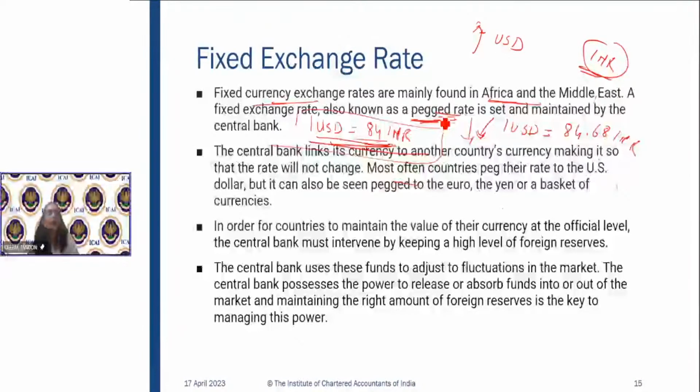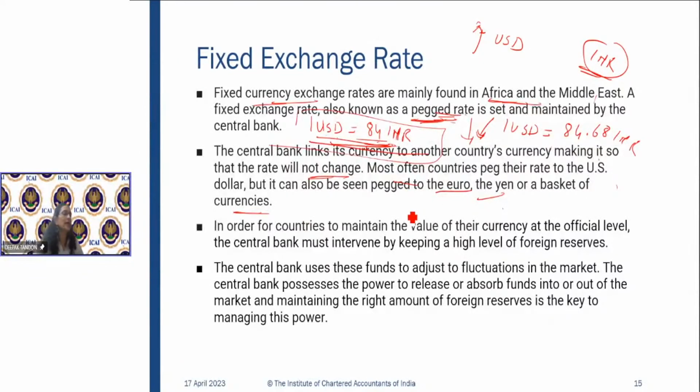Okay. So in the fixed exchange rate, what happens? The central bank links its currency to another currency. In this case, for example, the central bank has linked INR to USD, making it so that the rate will not change. I've told you already, this rate gets freezed: 1 USD equal to 84 INR. Once it is freezed, RBI has to work on maintaining this rate. RBI cannot afford that it should go up or down. It has to be 84 INR all throughout. Most often countries peg their rate to the US dollar, but it can also be pegged to the euro, yen, or a basket of currencies. I hope one of you had asked. So countries can peg to euro, yen, or a basket.